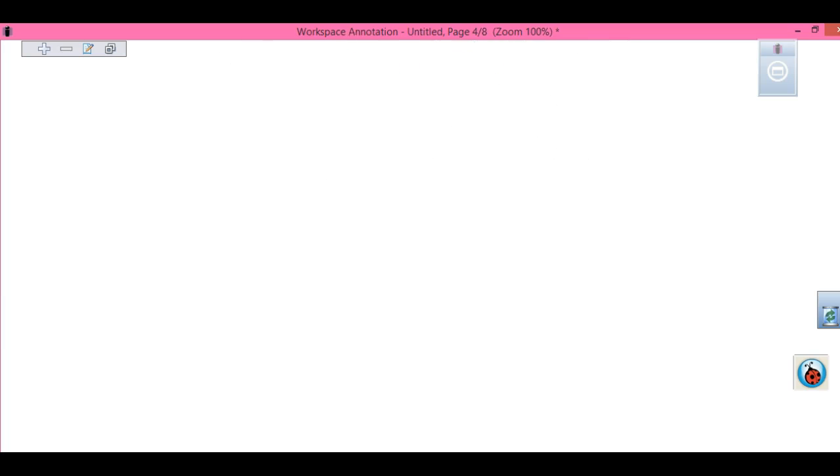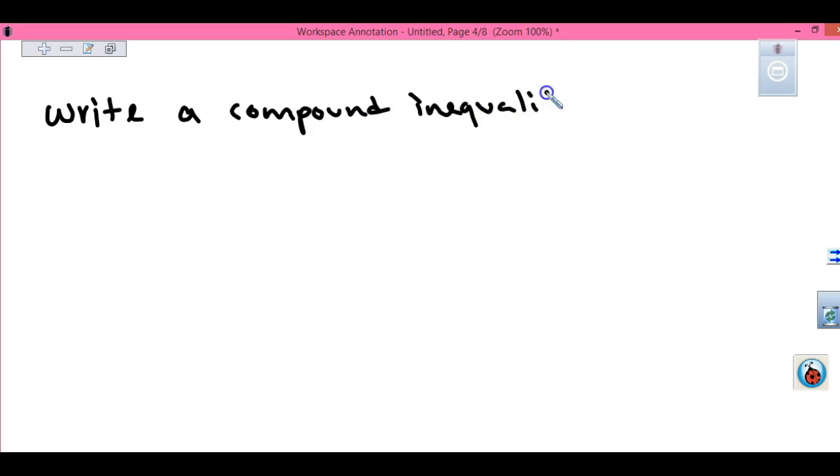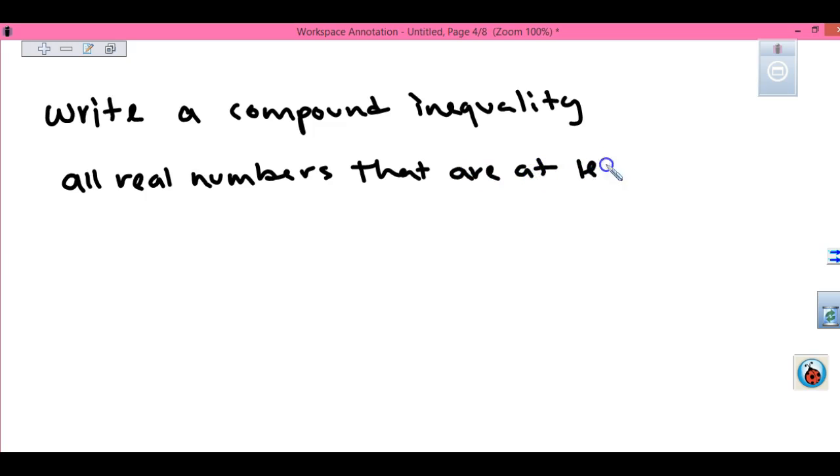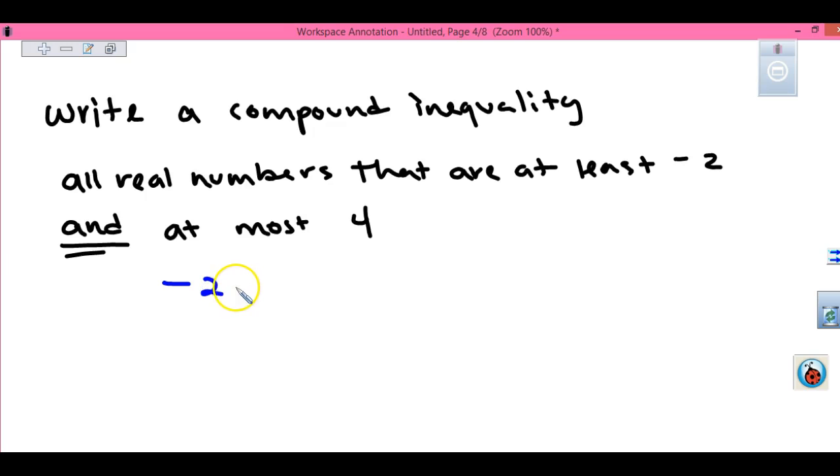So let's write a compound inequality to represent all real numbers that are at least -2 and at most 4. What would that look like? All real numbers that are at least -2, so -2 is less than or equal to the numbers, and they are at most 4. At least -2 and at most 4. What would the graph look like?